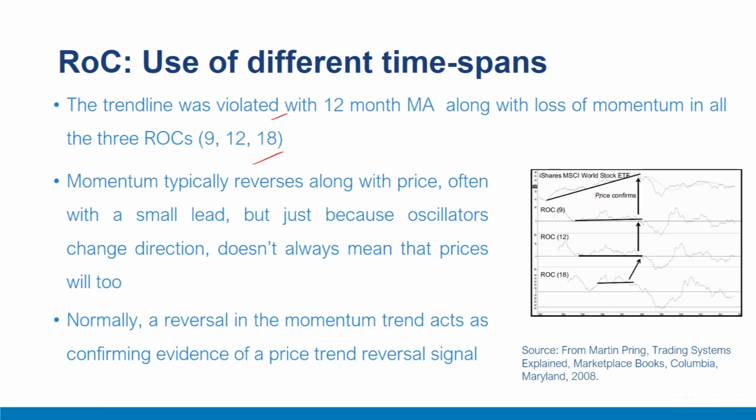So this is a good signal that the price has now lost its momentum and there may be a reversal in the trend. Now, momentum typically reverses along with price, often with a small lead, but just because oscillators change direction doesn't mean that price will also change direction. That is not a guarantee. Normally a reversal in momentum trend acts as confirming evidence of a price trend reversal. So it's sort of confirming evidence in the weight of evidence approach. The final signal will come from the price action itself.